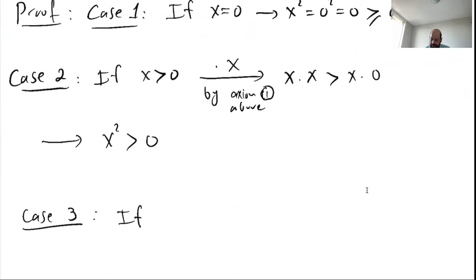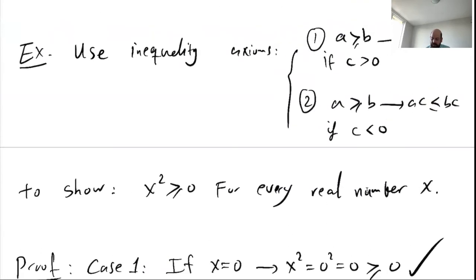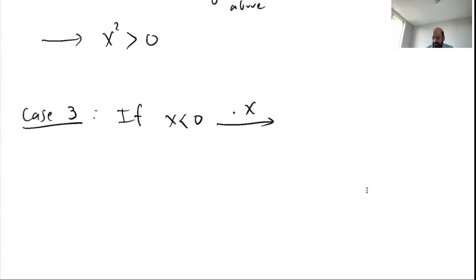If x is less than 0, then again I can multiply both sides by x. But this time I have to use axiom 2. Axiom 2 says if you have an inequality and you multiply both sides by a negative number, the inequality will flip. Well, x is right now negative. Why is it negative? Because this is my assumption in case 3.